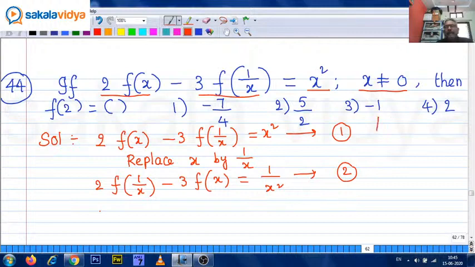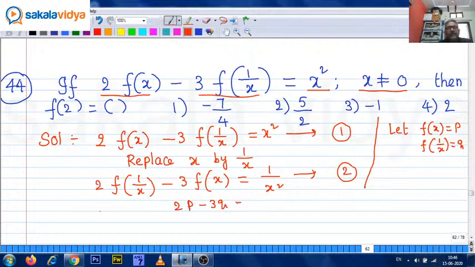Let us say f of x is equal to something p, f of 1 by x is equal to something q. We get like this: 2p minus 3q is equal to x square. This will be 2q minus 3p equal to 1 by x square. So we need to solve this one.